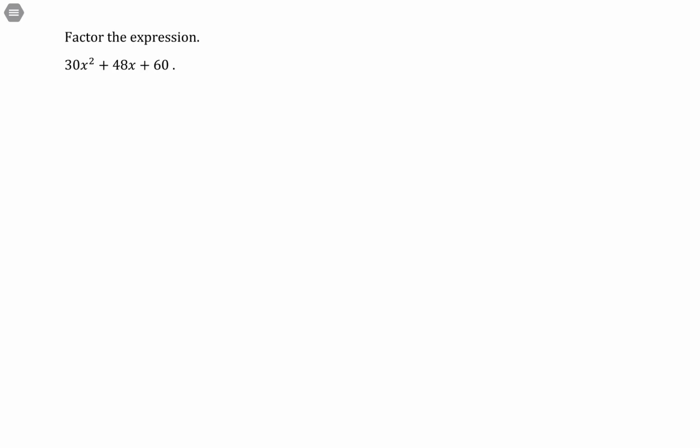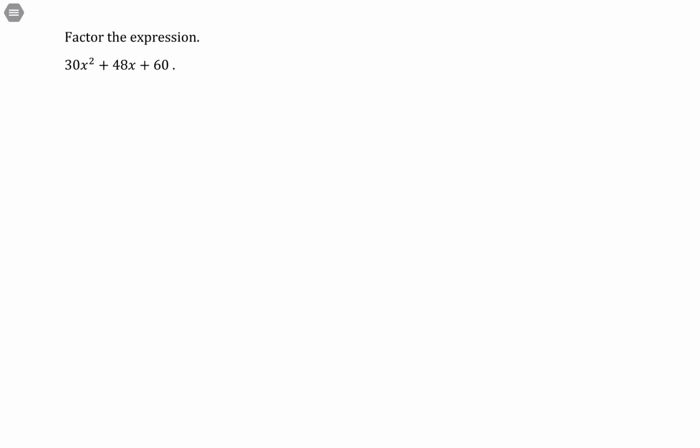Factor the expression 30x squared plus 48x plus 60. Well, the first thing that I notice is all of these values are even, which means I could at least factor these things by 2. And anytime you can factor out a greatest common factor among all your terms, you absolutely should. It's just going to make your life easier.